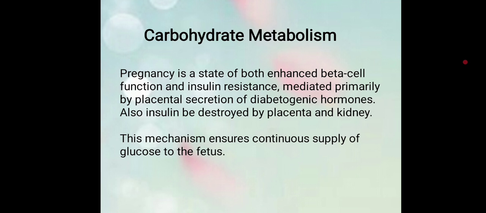The glucose crosses the placental barrier through facilitated diffusion, which is dependent on concentration gradient. So maternal hyperglycemia is necessary to maintain this supply of glucose to the fetus. Okay?